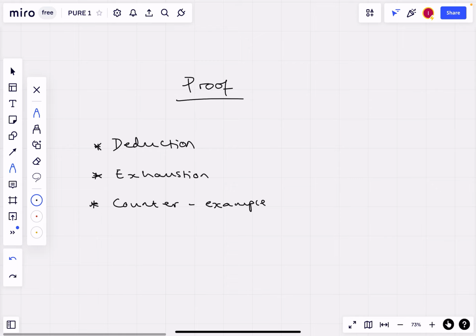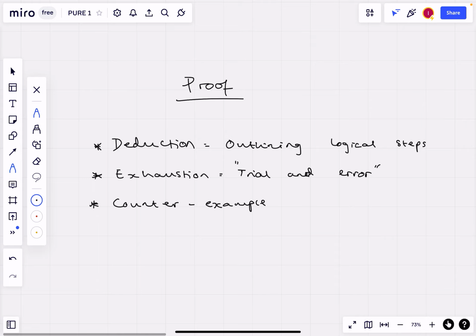Okay, the next one is exhaustion. Exhaustion, you can think of it like trial and error. It's not exactly trial and error, so I'll put quotation marks, but it's almost trial and error. You can break things apart. You can try different things. You can try and get multiple results and then piece it together.